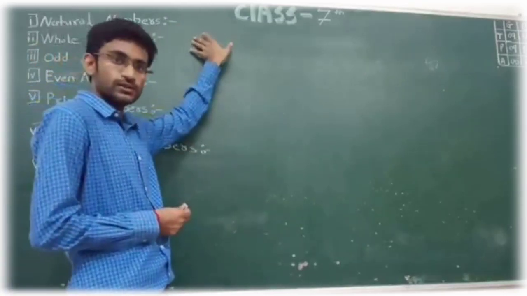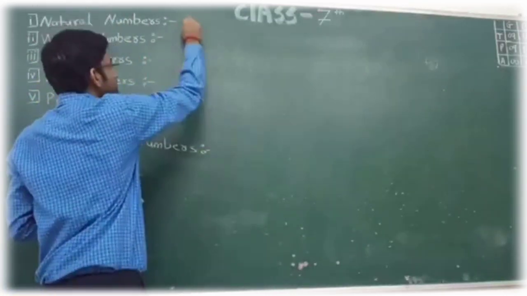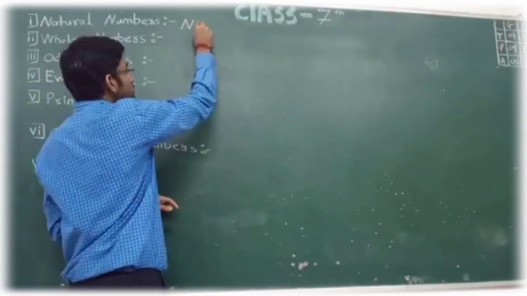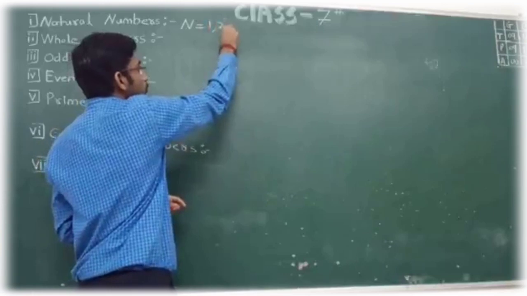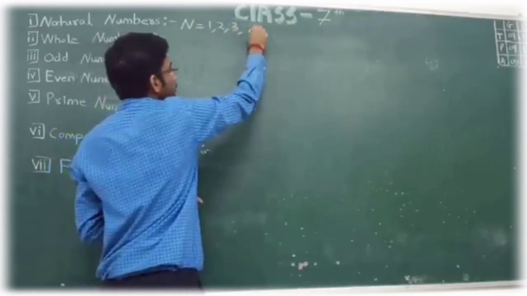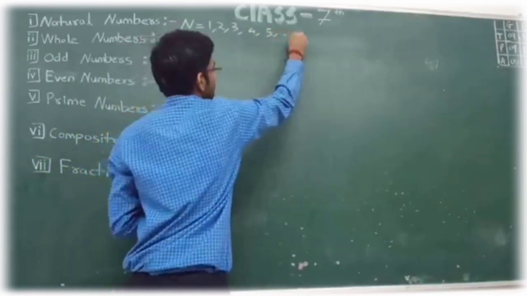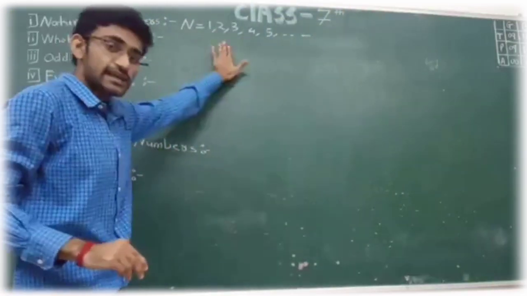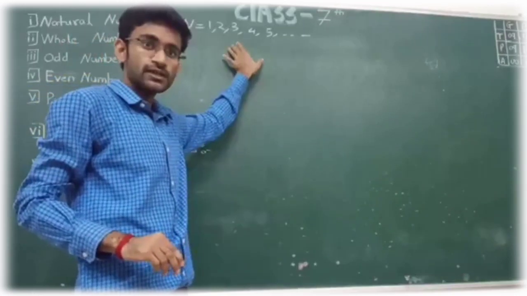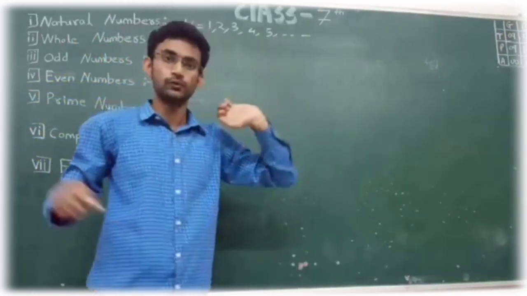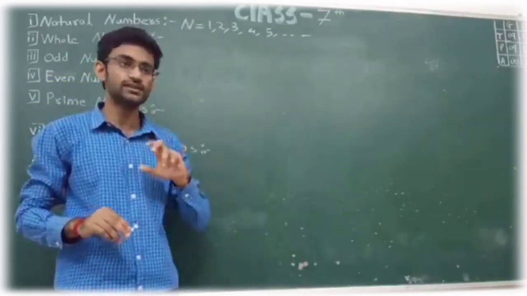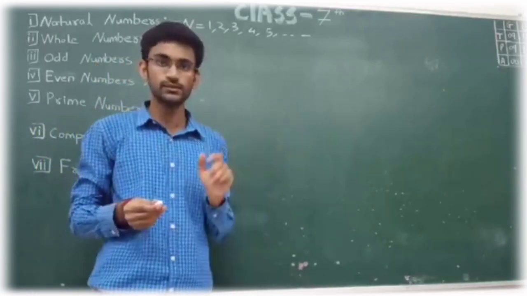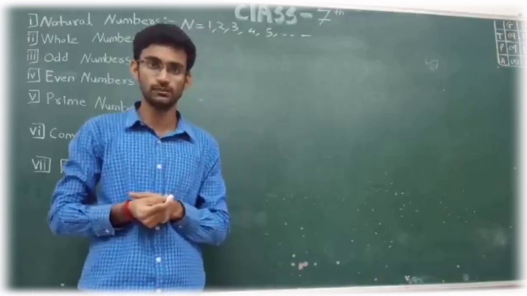Natural number is denoted by the symbol N, and natural numbers consist of 1, 2, 3, 4, 5, up to infinity. It is also known as counting number. Why counting number? Because it is used to count. For example, we have to count how many chairs are around us, so we can say 1, 2, 3. That's why it is also known as counting number.